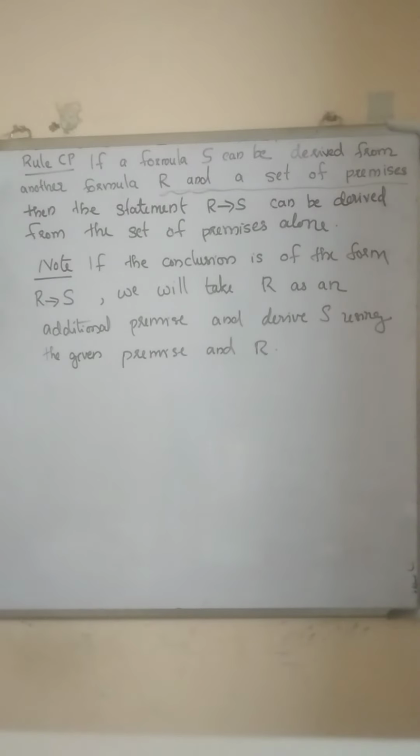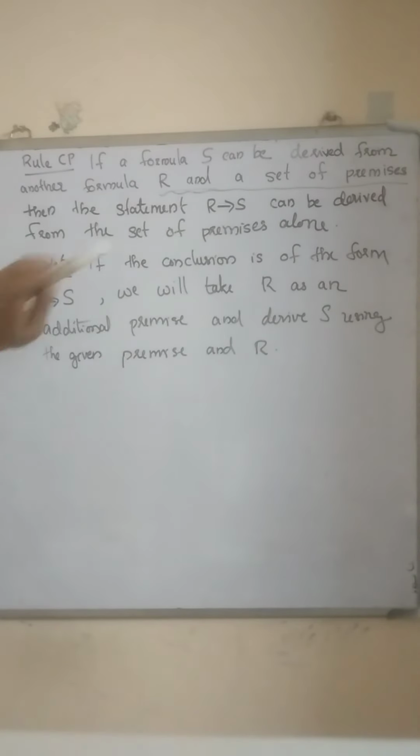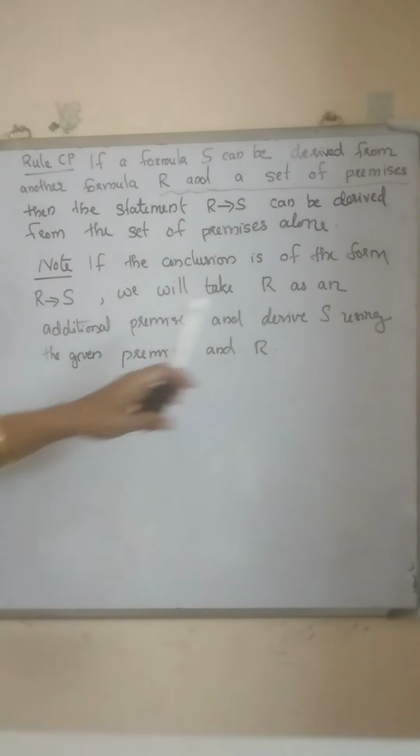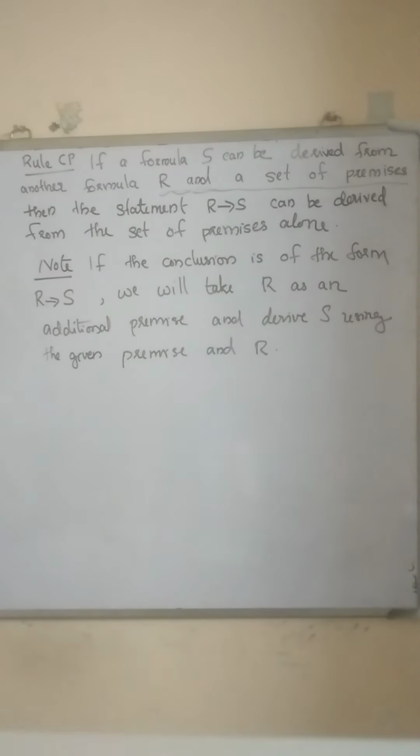So, rule CP is used when the question asks to solve the problem using rule CP, or the conclusion includes the connective conditional. Here R conditional S is the conclusion, so we use the CP method. Note how to solve the problem in the CP method: if the conclusion is of the form R to S, we take R as an additional premise and derive S using the given premises and R.